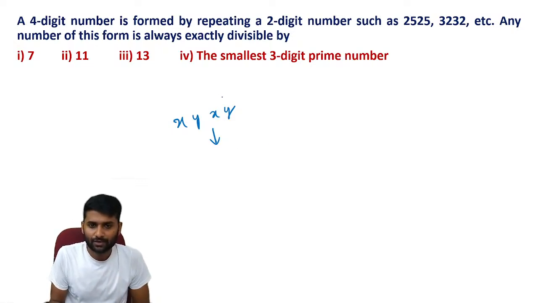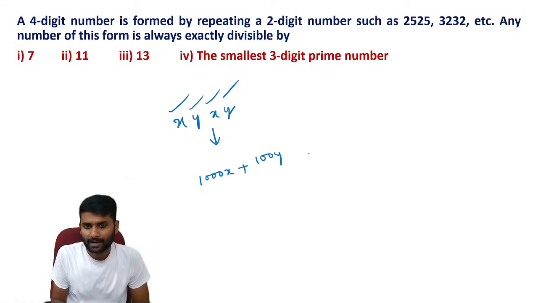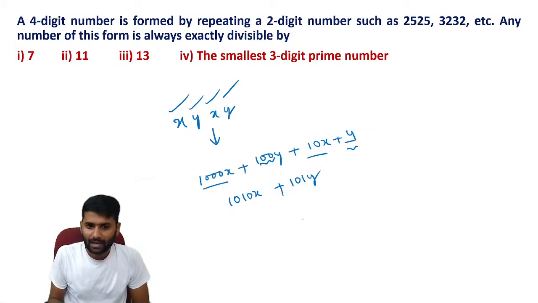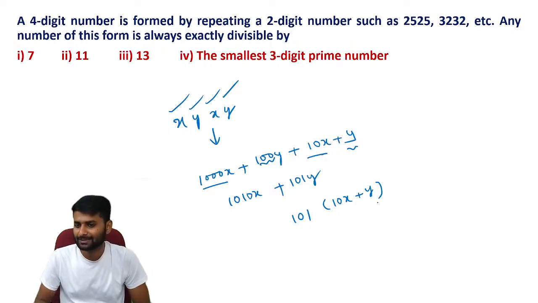Now see, here you know the units place, tens place, hundreds place, and thousands place. So here the value is 1000x, 100y, 10x, plus y. Go through the sum here. 1000x plus 10x is 1010x, and 100y plus y is 101y. You can see 101 is common here. So the final value is 101 into (10x plus y).